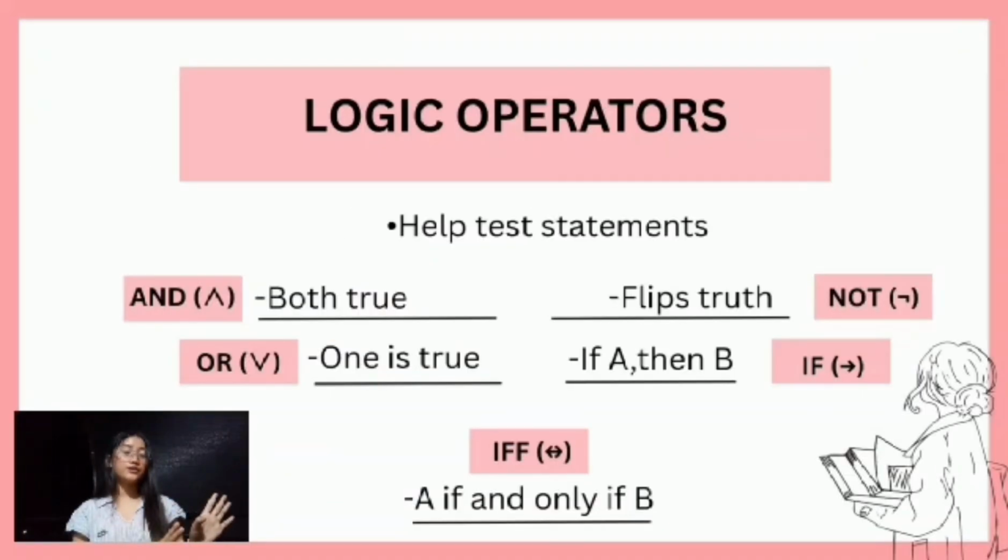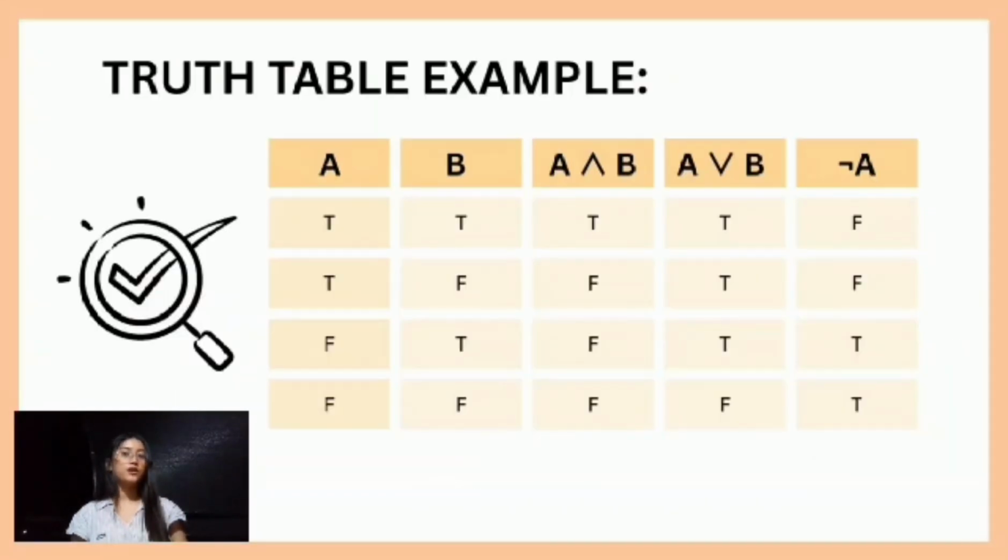We have here logic operators that can help us build and test statements. We use operators like AND, OR, NOT, and IF to check conditions in code and decision making. So next, let us move into the truth table example. This truth table example shows how logic works with different values. It is also useful in programming and digital systems to test all possibilities.